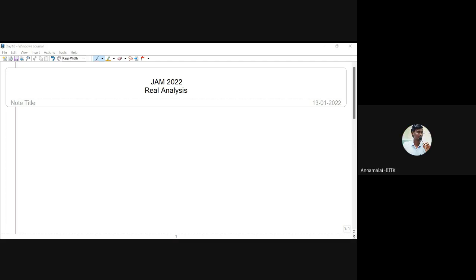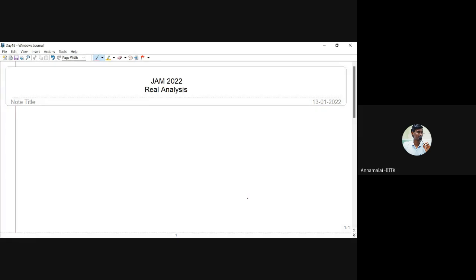Okay, in the last class we discussed uniform continuity. Today we are going to start differentiation, the differentiation of a function at a point. So first, the definition of differentiability of functions.